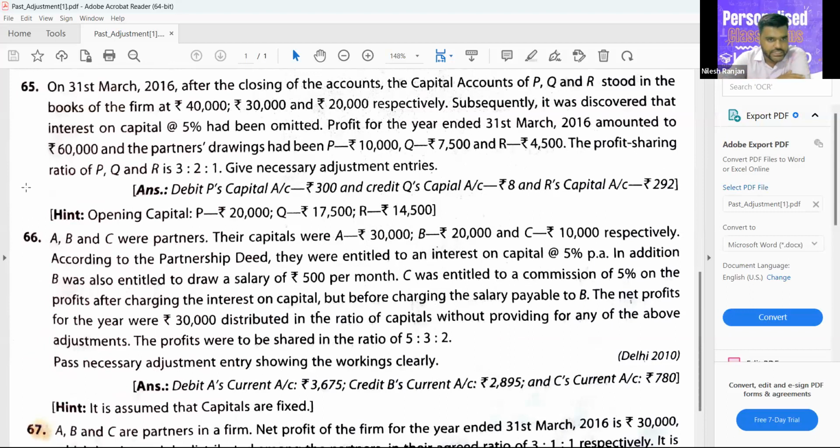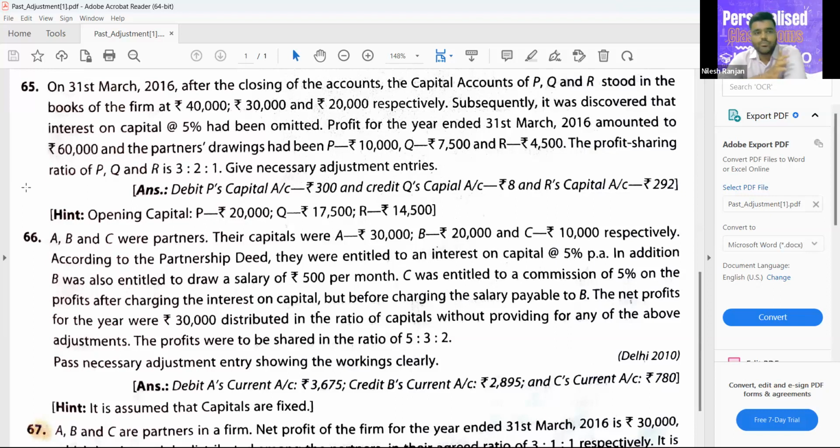On 31st March 2016, after the closing of the accounts, the capital accounts of P, Q and R stood in the books of the firm at 40,000, 30,000, and 20,000 respectively. Subsequently, it was discovered that interest on capital at the rate of 5% had been omitted. Profit for the year ended 31st March 2016 amounted to 60,000 and the partners' drawings had been 10,000, 7,500 and 4,500. The profit sharing ratio of P, Q, R is 3:2:1. Give the necessary adjustment entry.